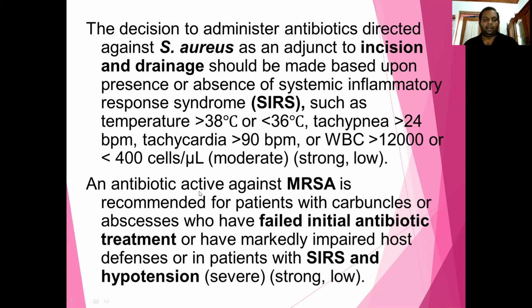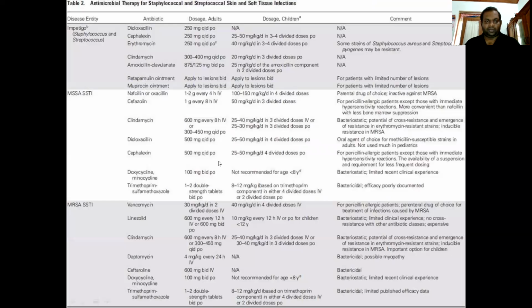An antibiotic active against MRSA is recommended for patients with carbuncle or abscess who have failed initial antibiotic treatment, or have markedly impaired host defense, or in patients with SIRS and hypotension. It depends, okay? So you can see the chart.